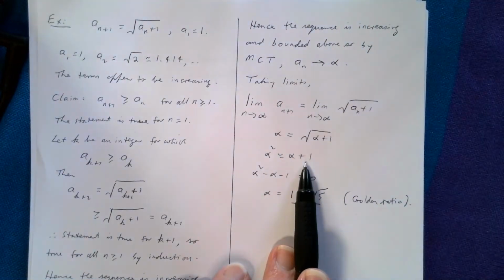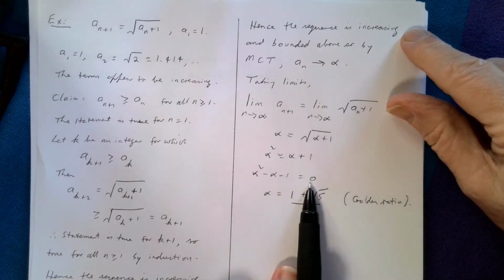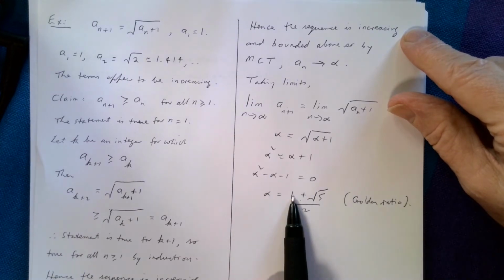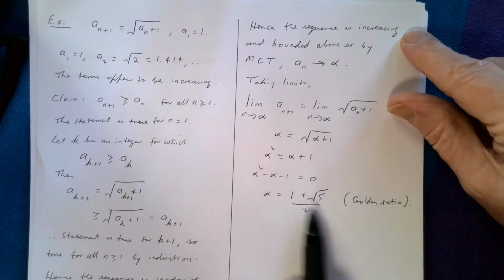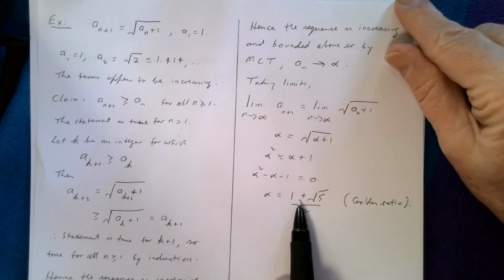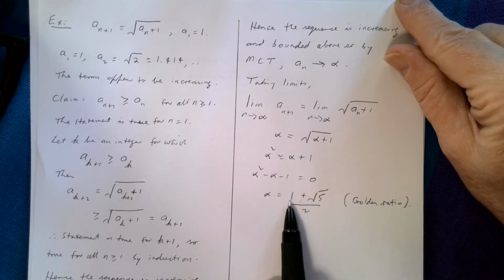So I get a quadratic. I can take all the terms onto this side. And now I just use the quadratic formula. It's minus b plus or minus, well, it's got to be plus, the square root of b squared minus 4ac, over 2a. That gives me (1 plus root 5) over 2. You can't take the minus in here because that would be negative, and we know all the terms are positive by the way we've constructed them.